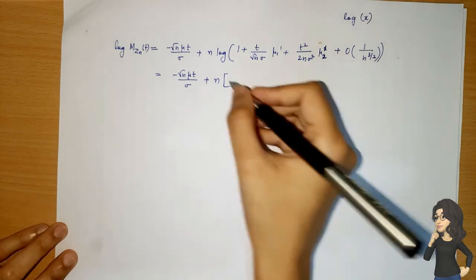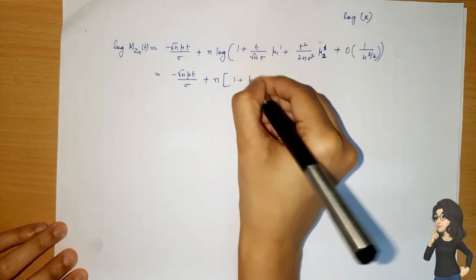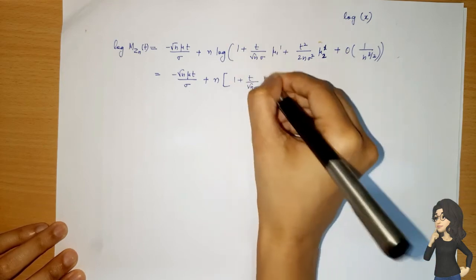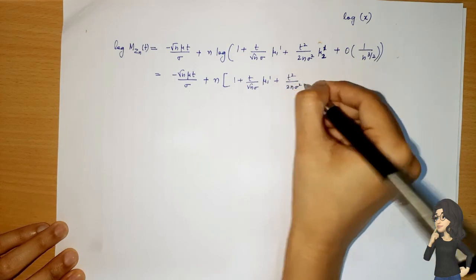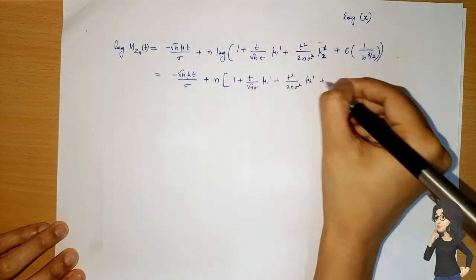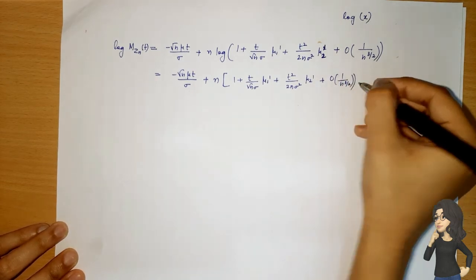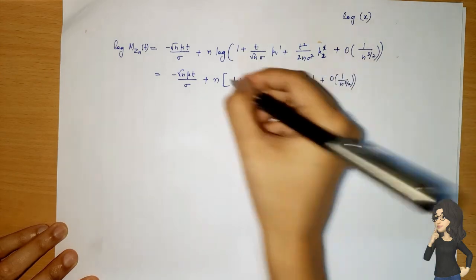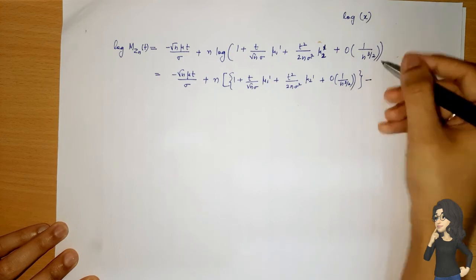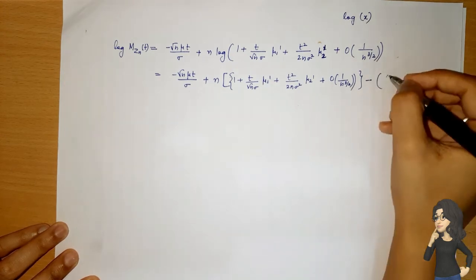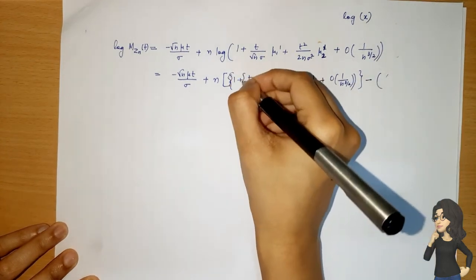So that is equal to n log of 1 plus t by root n sigma mu 1 dash plus t square by 2n sigma square mu 2 dash plus O of 1 by n raised to 3 by 2. Okay. So I shall open here also minus the same term square, isn't it? Yes. So this is here.